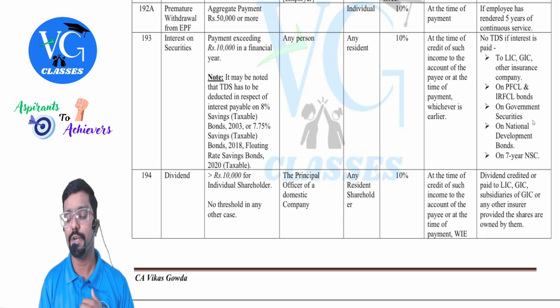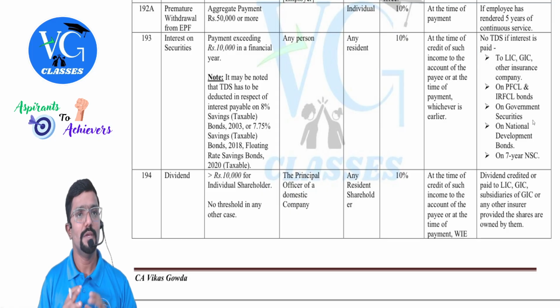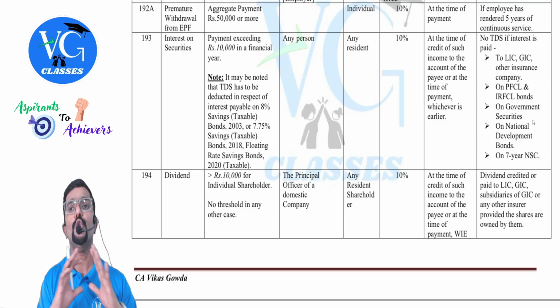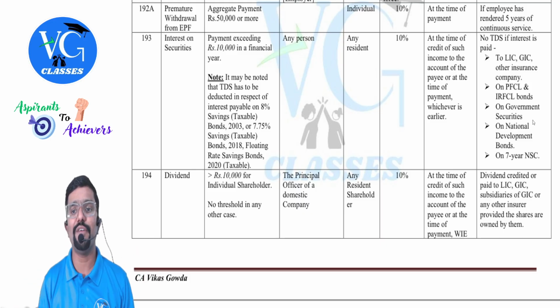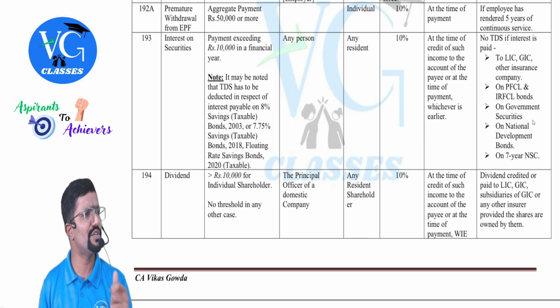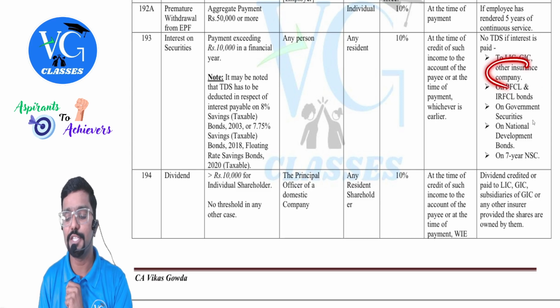Okay. Sir, when no TDS? Guys, whatever I have given in the last column, even if it is more than the threshold limit, there is no TDS in those cases. When is it, sir? No TDS if interest is paid to LIC, GIC and other insurance companies. In simple terms, LIC means Life Insurance Corporation, GIC means General Insurance Corporation, and other insurance companies.